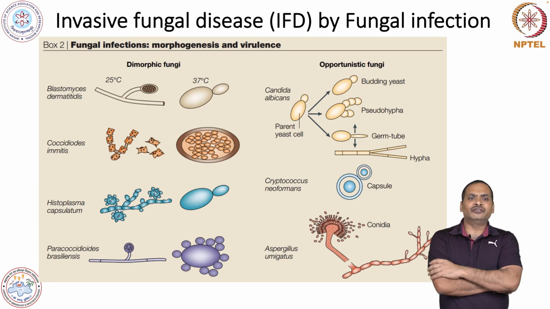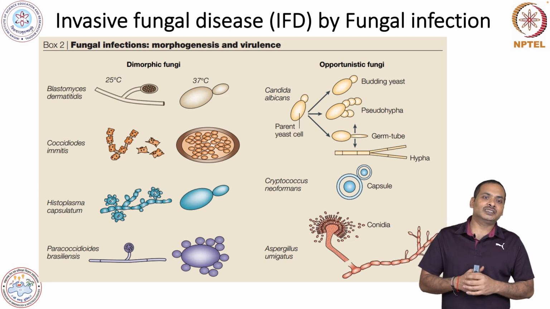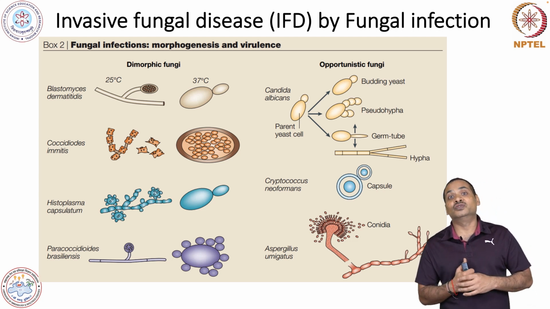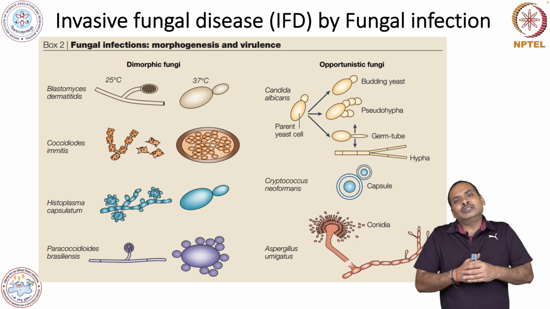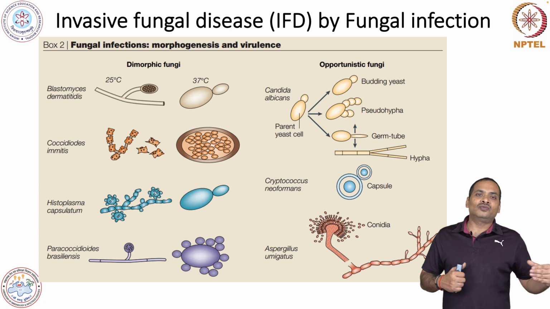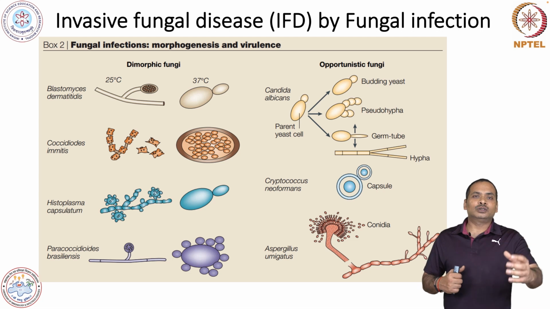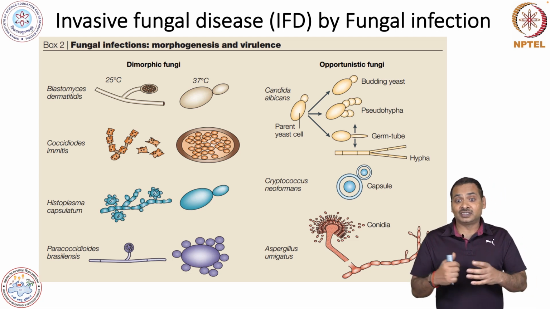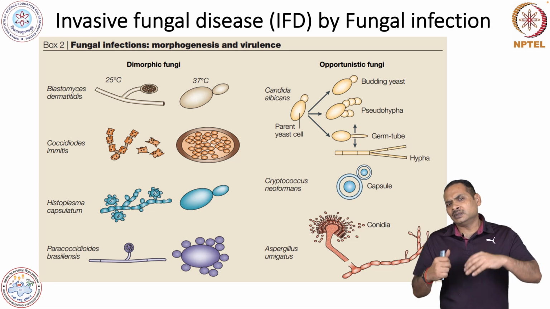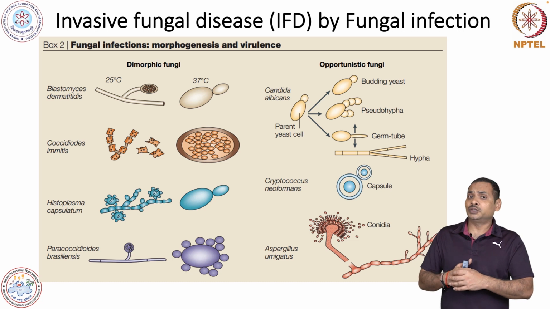Here I am showing invasive fungal diseases caused by fungal infection, and this is because fungal morphogenesis plays a very important role in virulence. You might be aware that fungus has different stages. In some fungus they make hyphae, they can also make spores, they can also make different structures. But some structures are highly pathogenic, and those structures are associated with virulence.